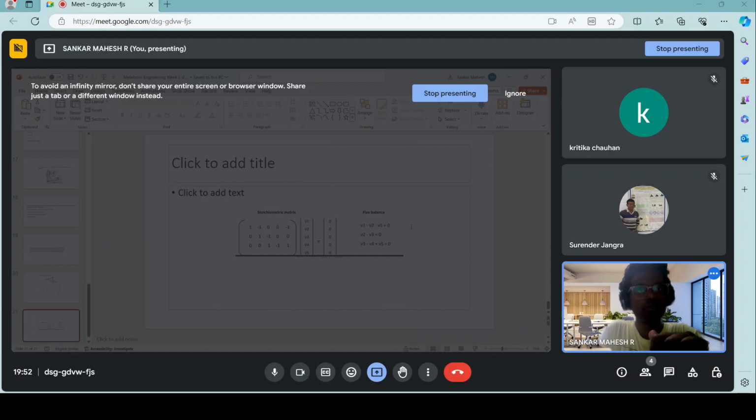So if you write in terms like that, you will get here V1 is equal to V3 plus V5, correct? V2 is equal to V3. V3 is equal to V3. V4 is equal to V3 plus V5. And V5 is equal to V5. Is that clear?